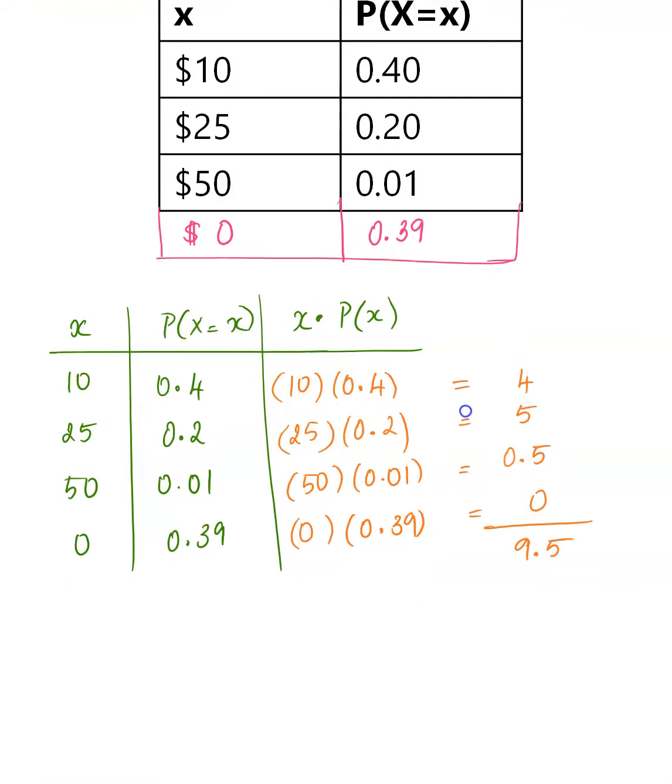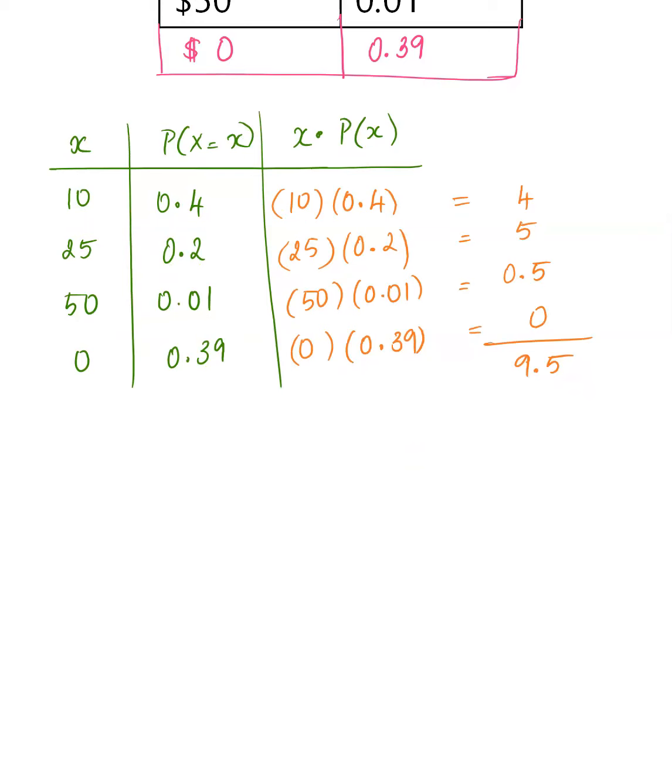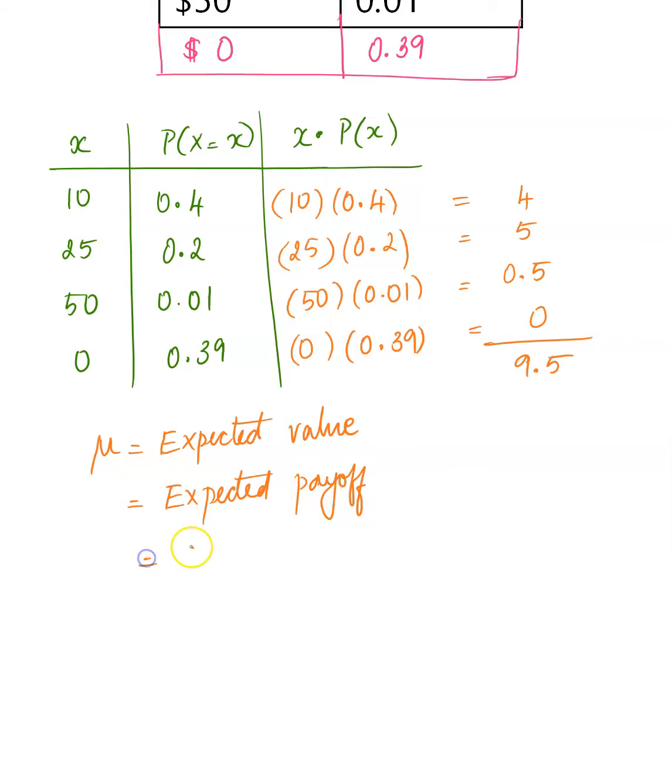I got 9.5. Remember that's in your table, but actually what it means is $9.50. So a person can expect to win $9.50 on average when playing the bingo game. So we'll say mu equals expected value, and in this problem they called it the expected payoff. So I'll say which is the same as expected payoff is $9.50. You interpret your number there, and then you interpret it in words as well.